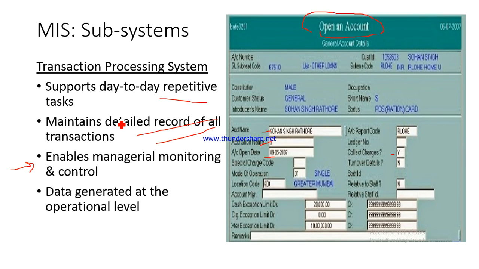Remember what we saw in the last slide? So this data is getting collected: age, and whether or not to collect charges, like here, turnover details. All this data is getting generated on a daily basis, and this data is getting collected because of the transaction processing system. The transaction processing system is actually helping us generate and collect and store this particular data, right?